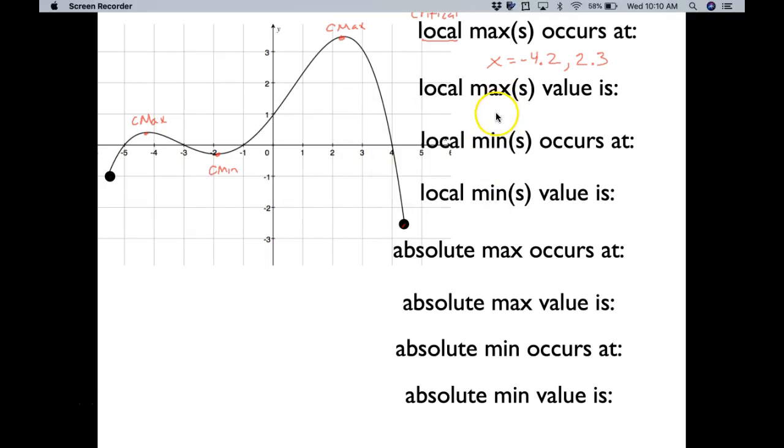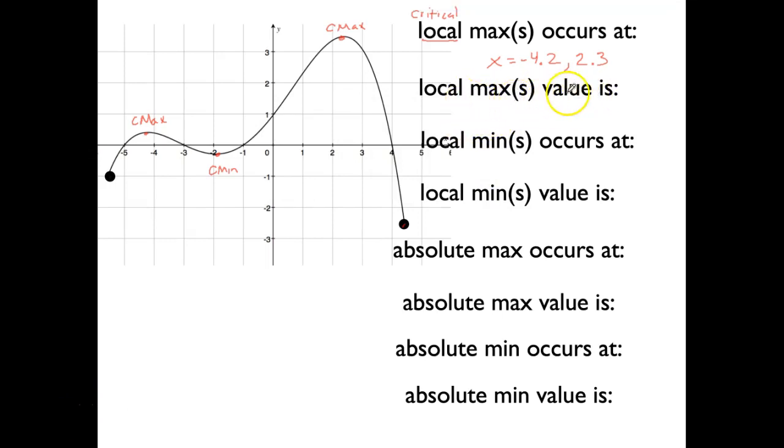Okay, guys. Now let's also talk about the local max value. That's where the y happens to be for these things. So the y critical max would be at around, I don't know, 0.5. We'll just say it's a half. And then where is the max value for this one? Looks like it's about 3.5.